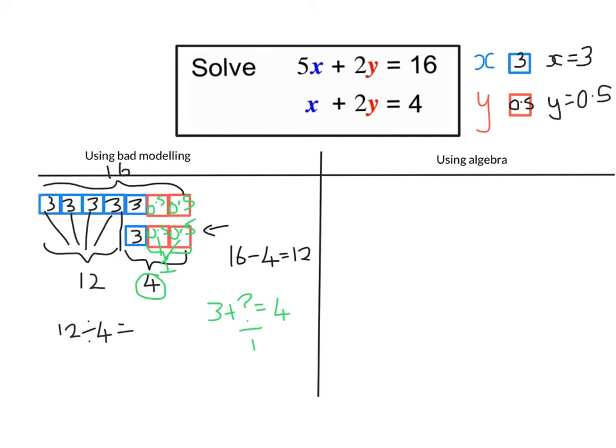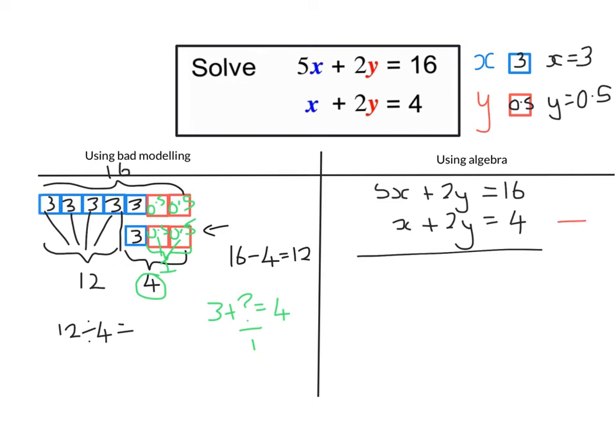So let's just look at that with how we would have done it using simultaneous equations algebraically. So let's write it out again. 5x plus 2y is equal to 16. x plus 2y is equal to 4. So the first thing we did is we took away the bottom line from the top line, because we did 16 take away 4. So we took away these lines from each other.